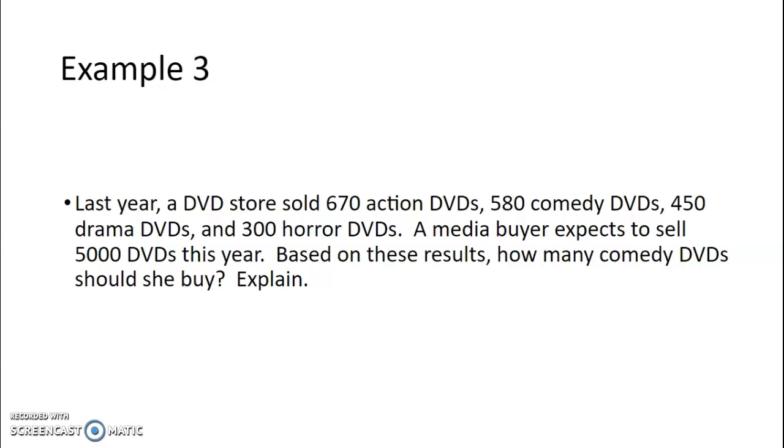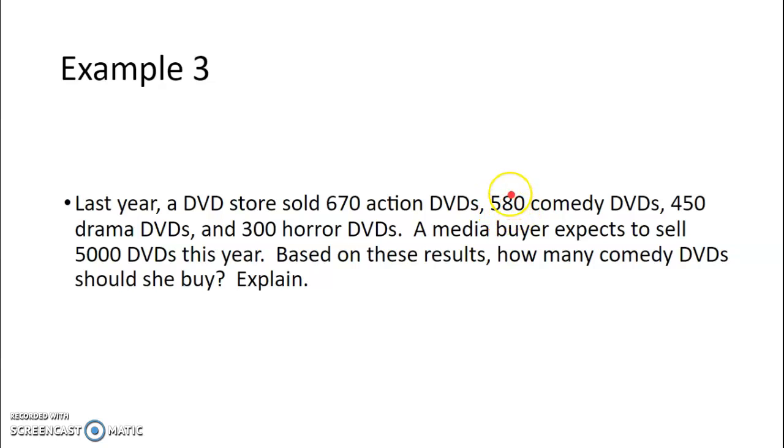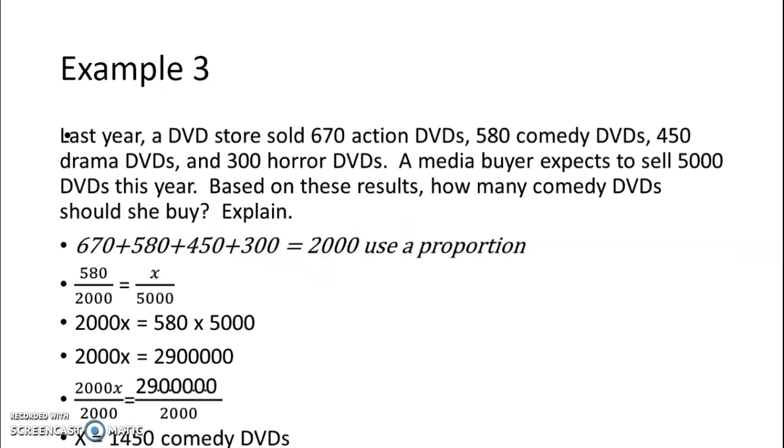So if we look at this, we have to come back to this idea about comedy. Well, there's 580 that were sold out of a total amount. So if we totaled up 670, 580, 450, and 300, we would see how many total DVDs were sold. So when I add those together, I'm going to go ahead and advance the slide, that would end up being 2,000 when I add all four of those numbers together. 2,000 DVDs were sold total. 580 of them were comedies.